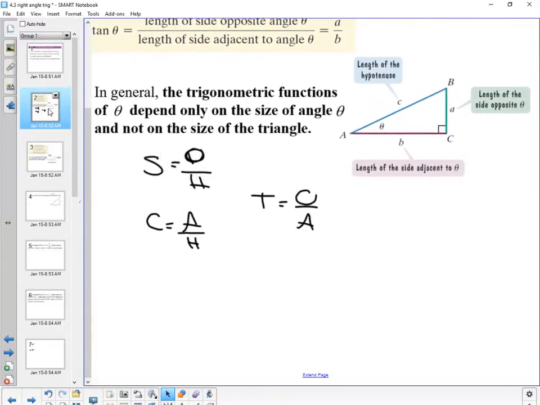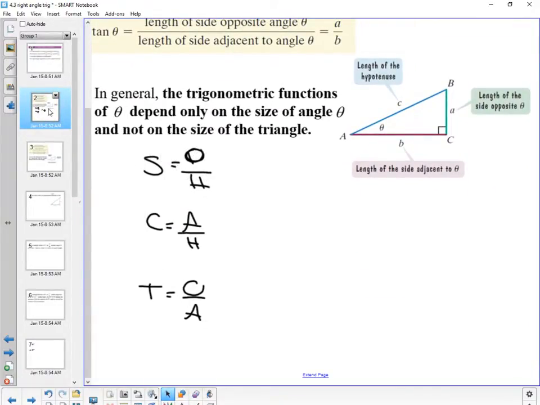Hypotenuse. I love the way that sounds too. Hypotenuse.